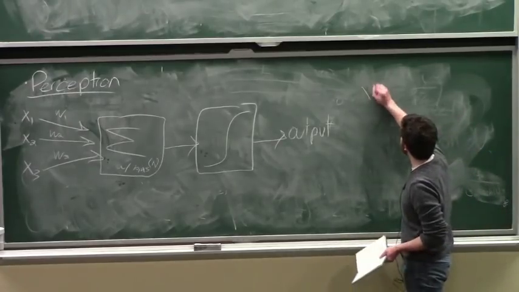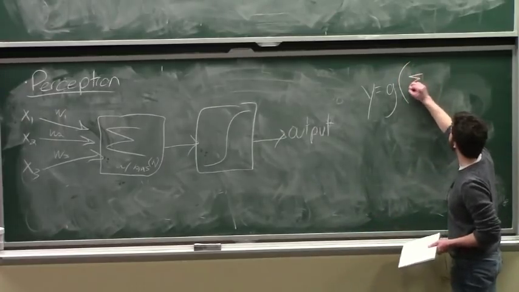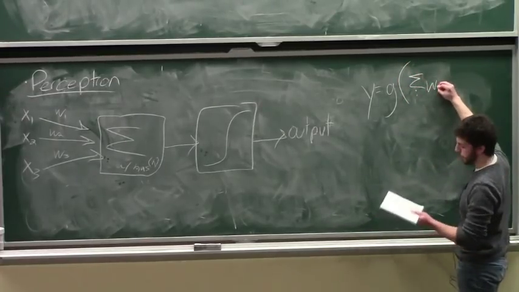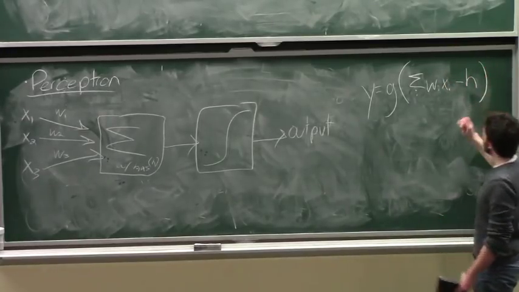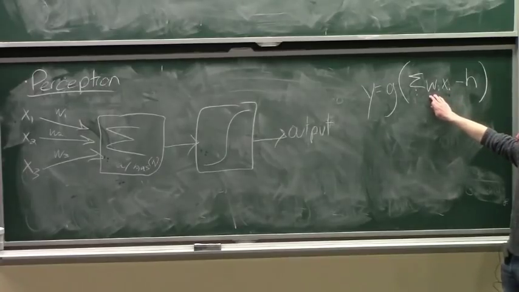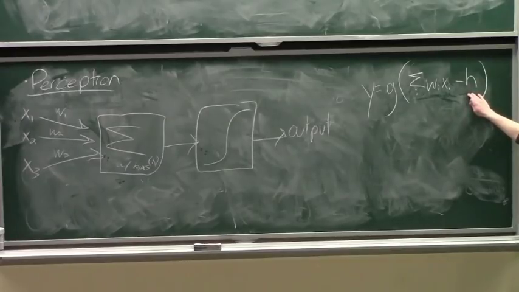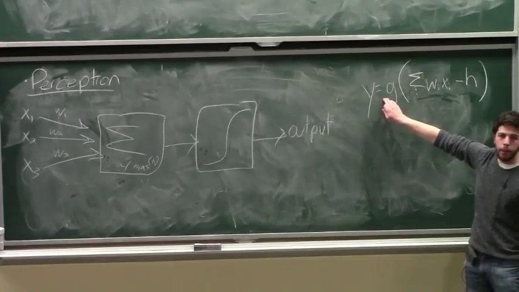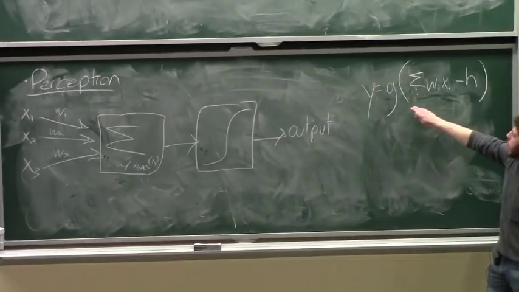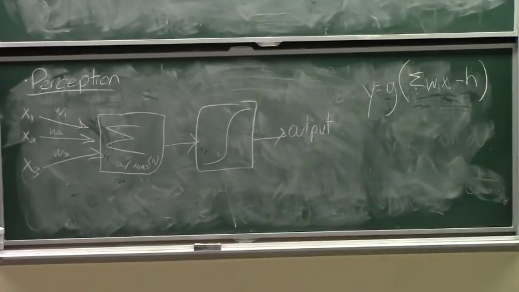So we can write this out mathematically as y equals g of the summation over i of w times x minus h, where x is our inputs, w is our weights. We sum those all together. We take into account some scalar bias. And then g is our nonlinearity function. All right? So does everybody kind of see how that equation lines up with that drawing? Yeah? Any questions?